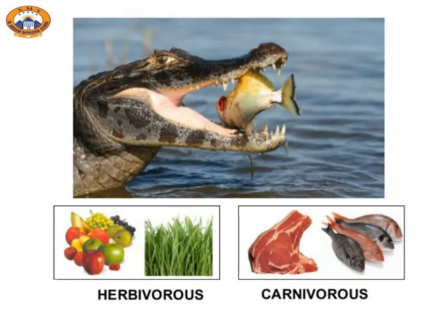What about the crocodile? As you see in the picture, the crocodile is eating fish, which is meat. So is it a carnivore or a herbivore? Carnivore is an animal that eats meat only. So the crocodile is a wild animal that eats meat. It's a carnivore.